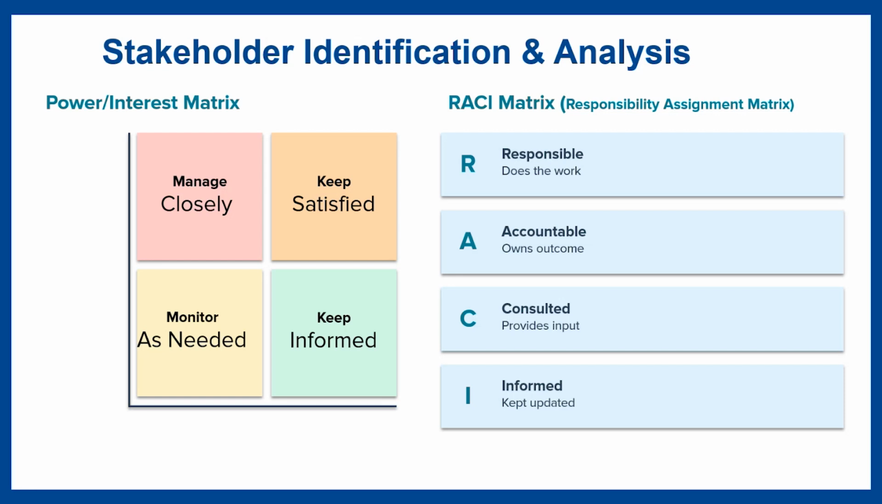In the Power Interest Matrix, this helps you map stakeholders based on power, how much influence they have over the project. Interest, how much they care about the project outcomes.